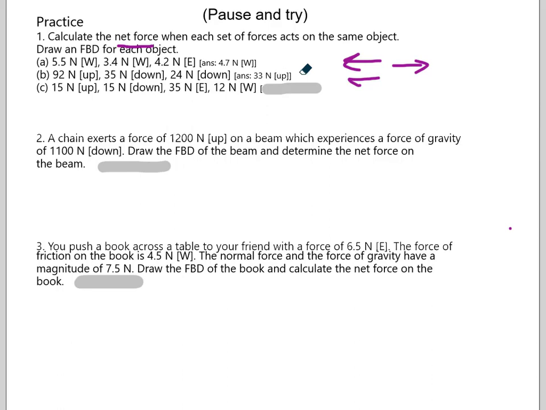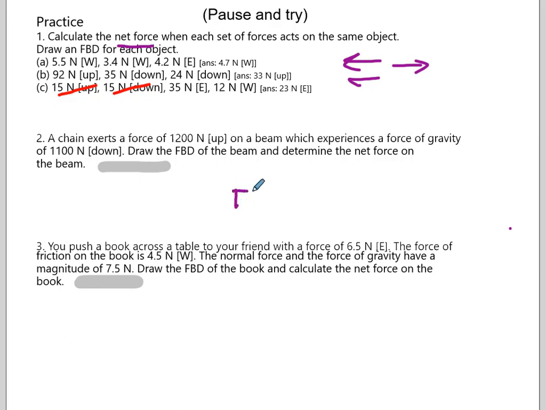And then lastly, for this question, you have 15 up, 15 down, so those 2 are going to cancel each other out. In grade 11, you shouldn't end up with too many that have forces in a vertical direction and a horizontal direction. That shouldn't happen in grade 11. Grade 12, yes, but not grade 11. Then when we get to 35 newtons east, 12 newtons west, we should end up with 23 to the east.